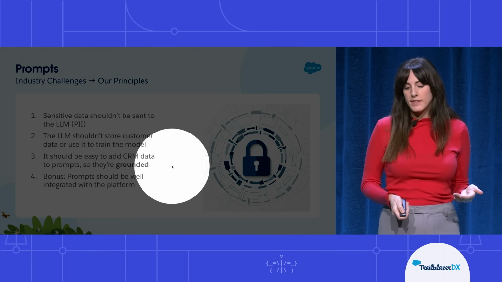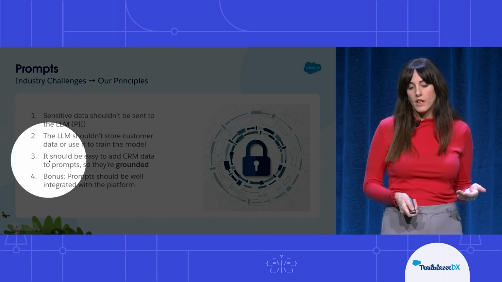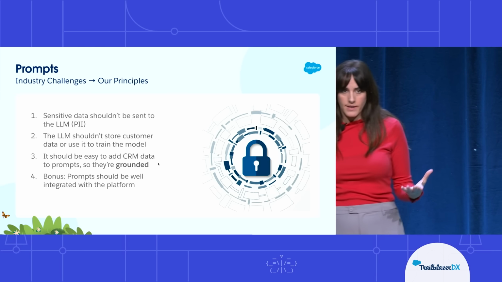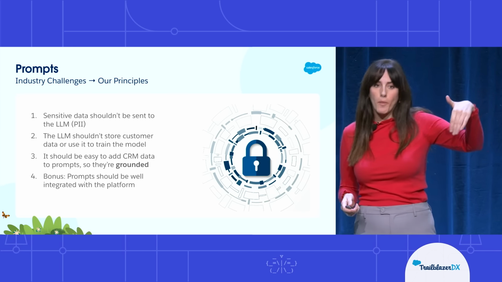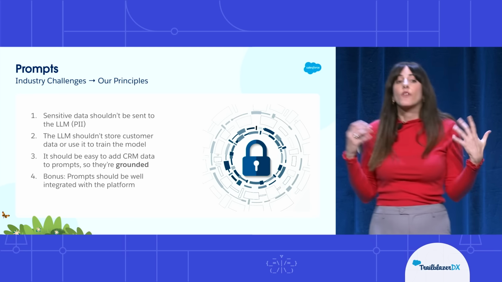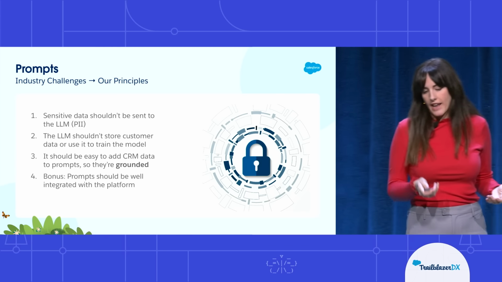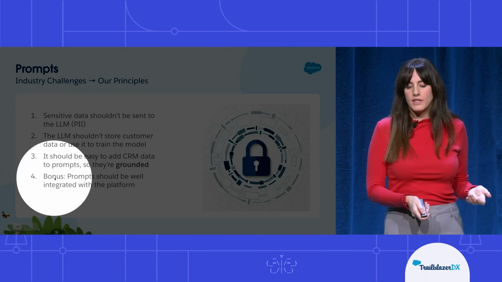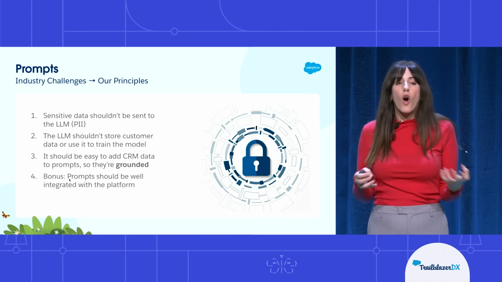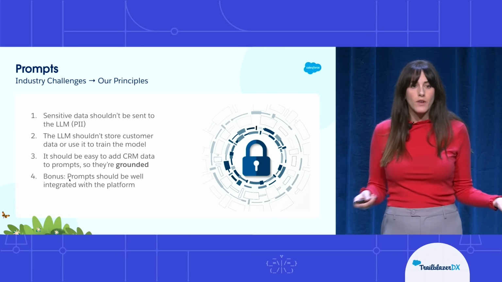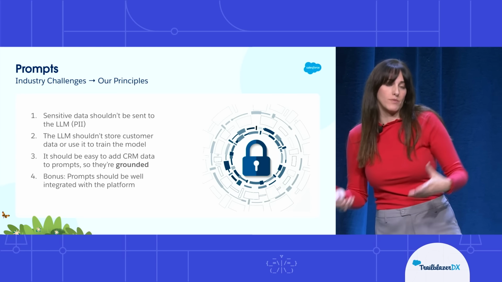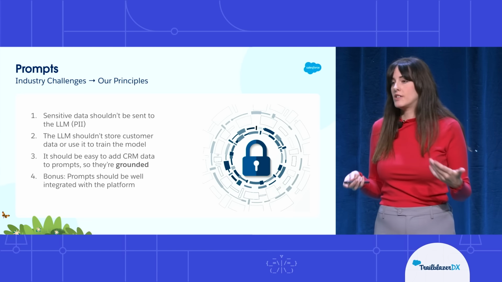Third principle, it should be easy to add CRM data to prompts so they are grounded. And this is the first time that I'm using this word, grounding. We have seen before that including Popeye into the prompt means adding context. It also means grounding the prompt, okay? And I have a bonus principle which especially applies to the Salesforce case, which is because we have so many tools and technologies in the platform, our principle is that prompts should be fully integrated with the platform, so you can call them from various places such as Apex or Flow.